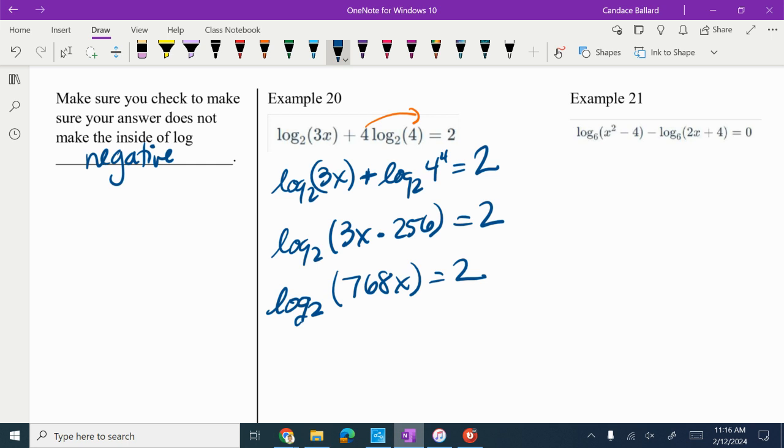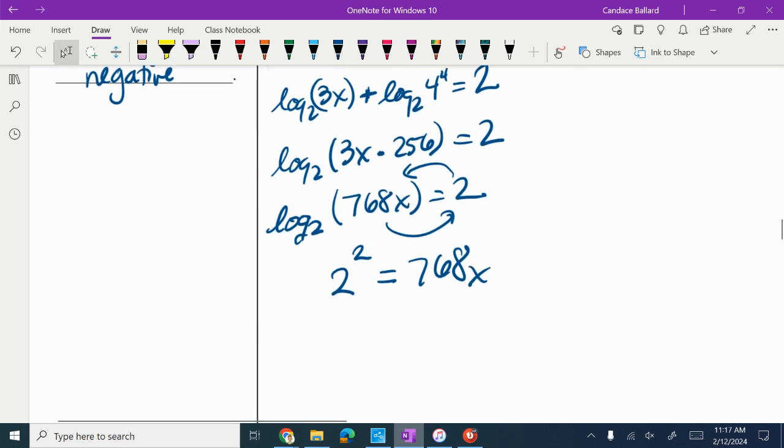All right, what's my base? 2. So I've got to loop it because I have one log on one side. What's my new exponent? 2. So 2 squared equals 768x. All right, what's 2 squared? 4 equals 768x. All right, I've got to move the 768 over.